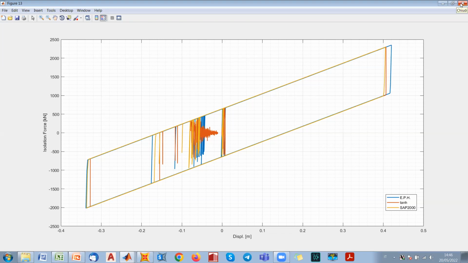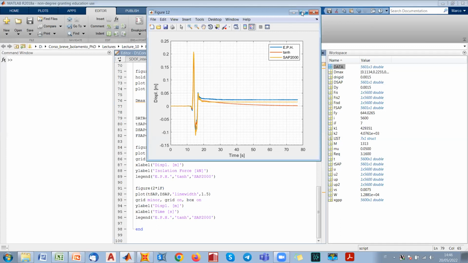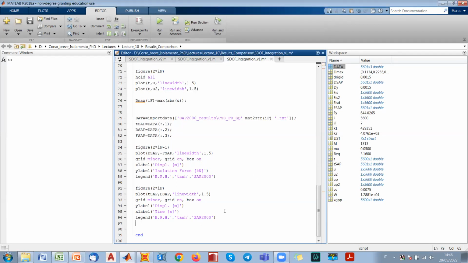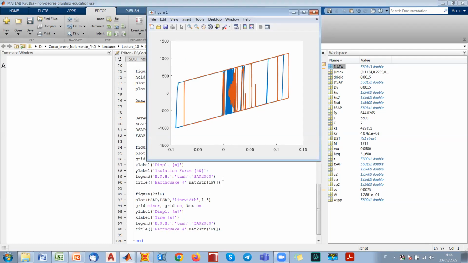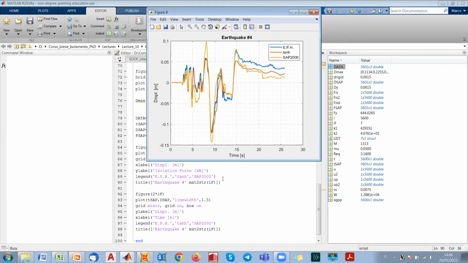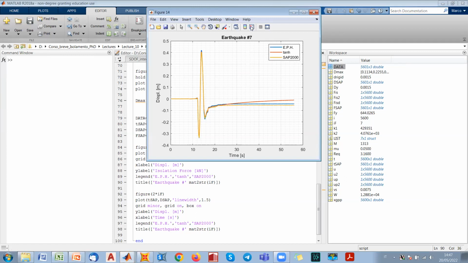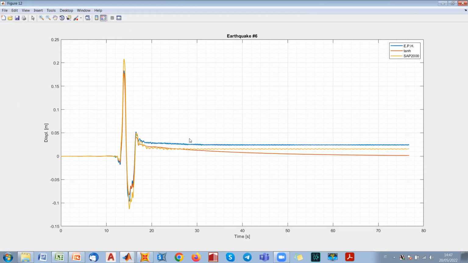So let's have a look also at other earthquakes. This is the 6th, so it is better also to set some title just to see the correct earthquake. Okay. And then we consider this also for this. Okay. So we are able to check the proper number of the earthquake. So we have already seen the 7th earthquake. And now we can start by analyzing the 6th.